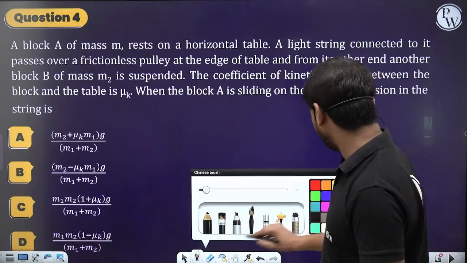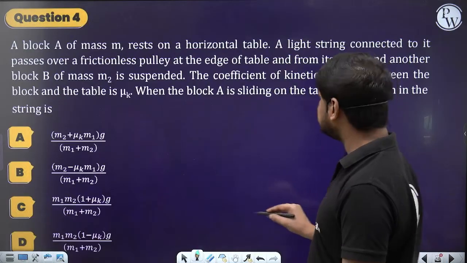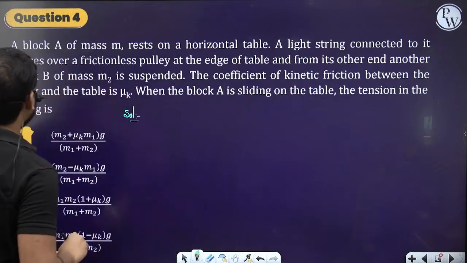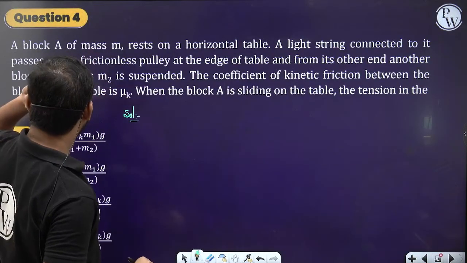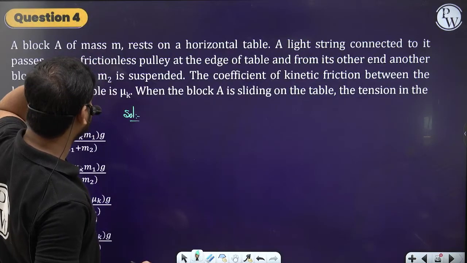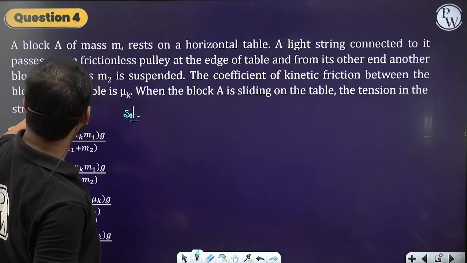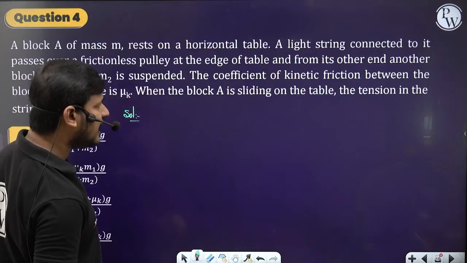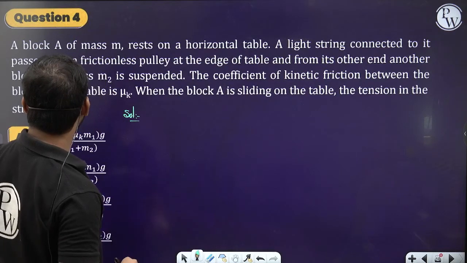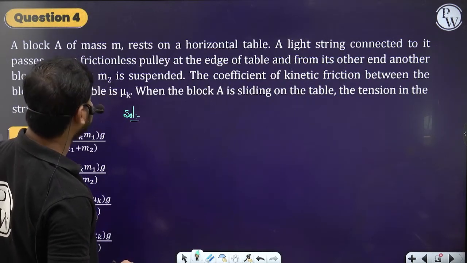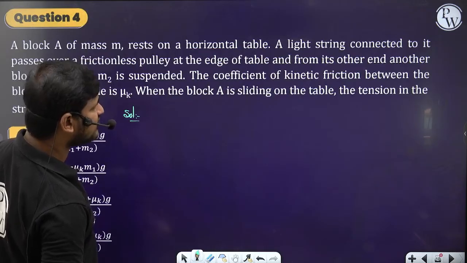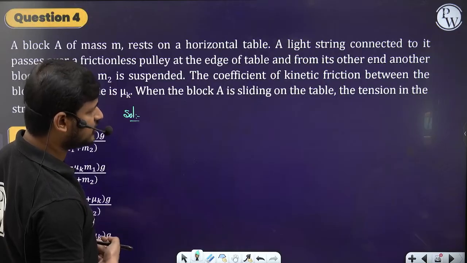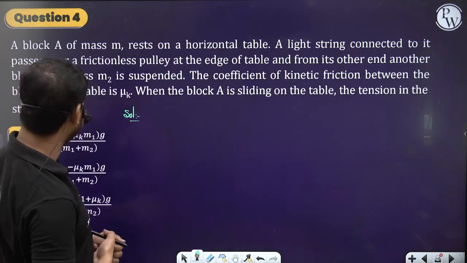So the question number 4. See, let's understand the concepts through the questions so that you can understand easily. A block of mass M1, a block A of mass M1 rests on a horizontal table. A light string is connected to it, passes over a frictionless pulley at the edge of the table, and from its another end, another block of mass M2 is suspended. So the coefficient of kinetic friction between the block and the table is μk. So when the block A is sliding on the table, the tension on the string is, see here.